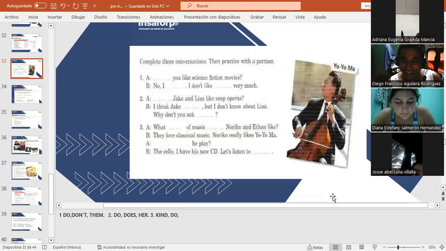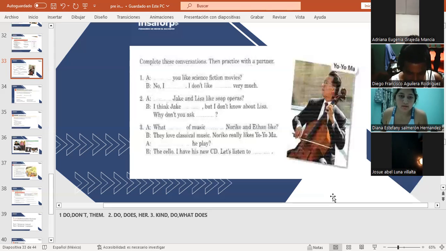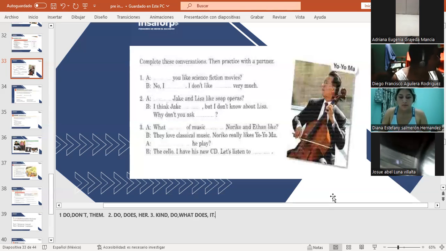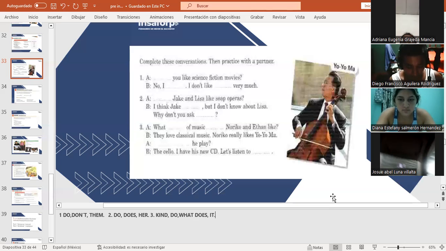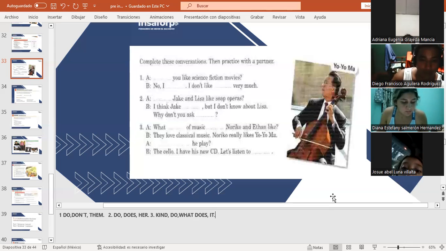Number four. What does he play? The cello. I have his new CD. Let's listen to it. Remember, we are using object pronouns. Let's listen to it. Okay, here are the answers. Check them, please. Check your answers. It is raining here too, but I know in some places the internet signal falls down. Okay, let's continue.